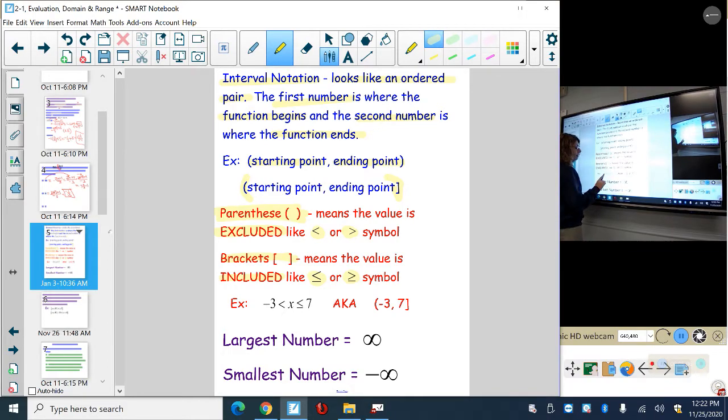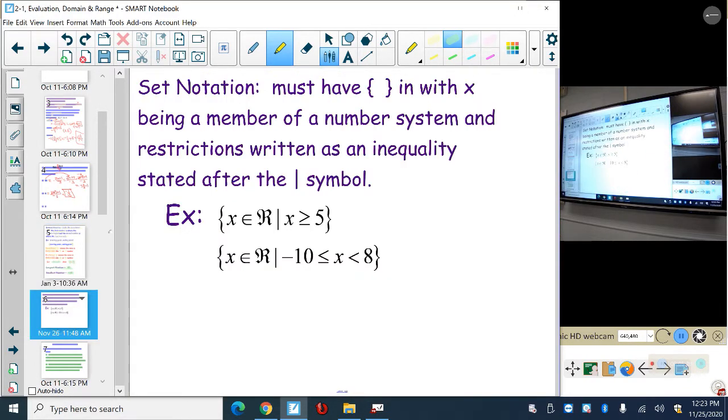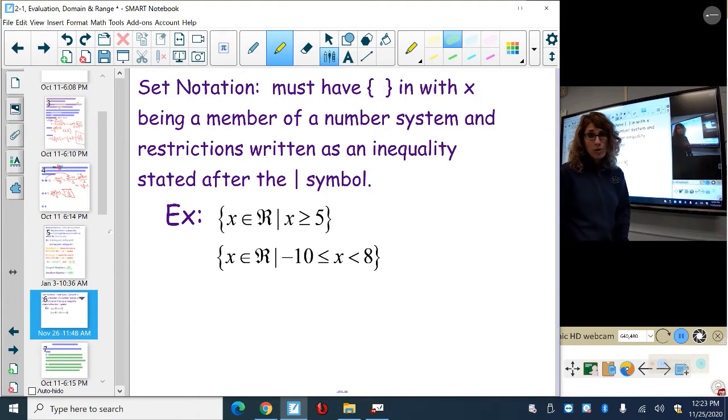So if I have negative 3 is less than x, which is less than or equal to 7, that means I'm going to have a parenthesis at negative 3 because it's strictly less than, and it's going to be a bracket at 7, meaning it can be 7, okay? The largest number in the world is infinity, and the smallest number is negative infinity. So that is interval notation.